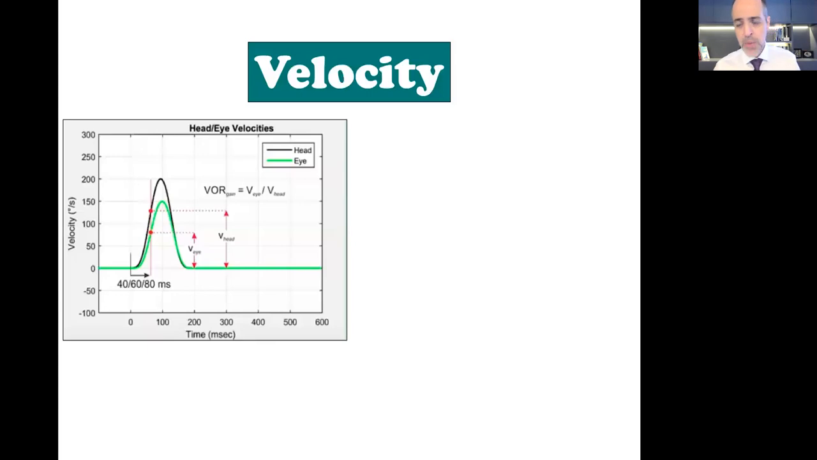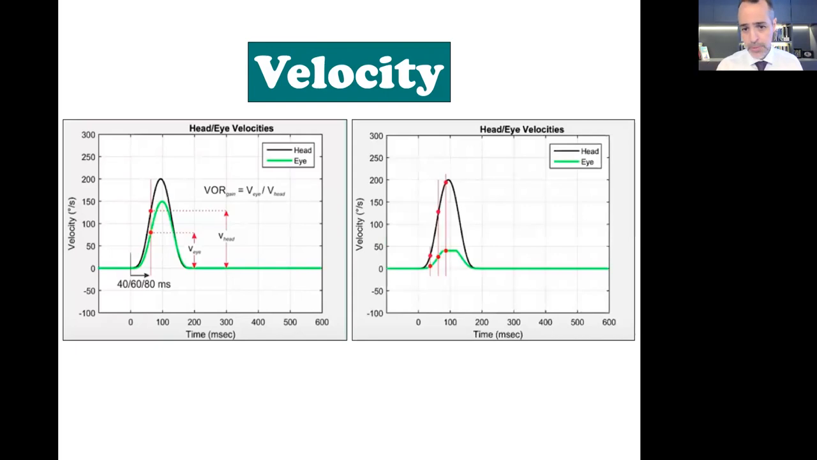So the velocity method is used in ICS Impulse from Interacoustics, and it gives you different velocities at different times, like 40, 60 and 80 milliseconds. So you see the different velocity between head and eye at different latencies, and it gives you different VOR gains according to the latency. This method has some advantages over the area method, just because you get no influence from the cover saccades, but it has some disadvantages because it is much more sensitive to goggle slippage.